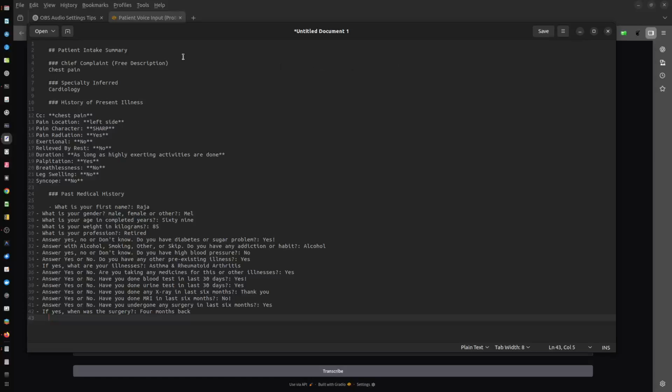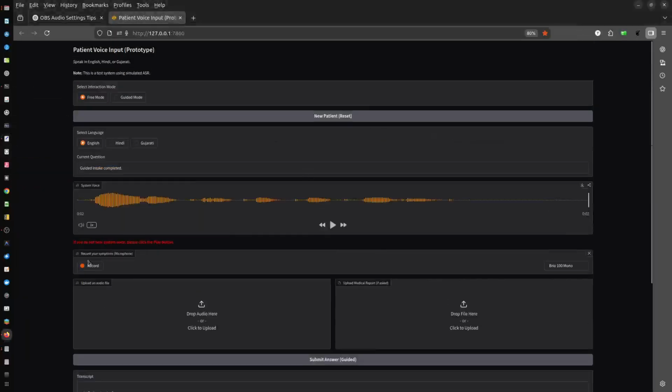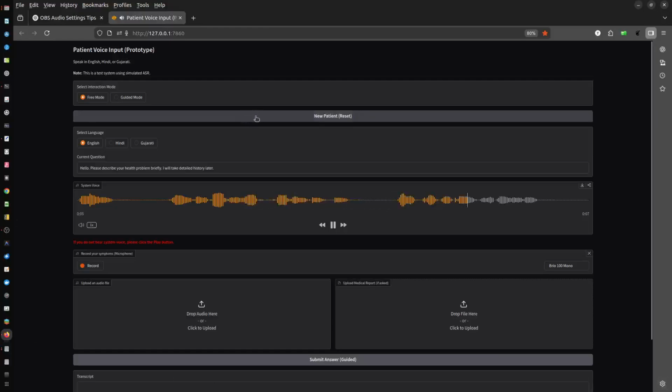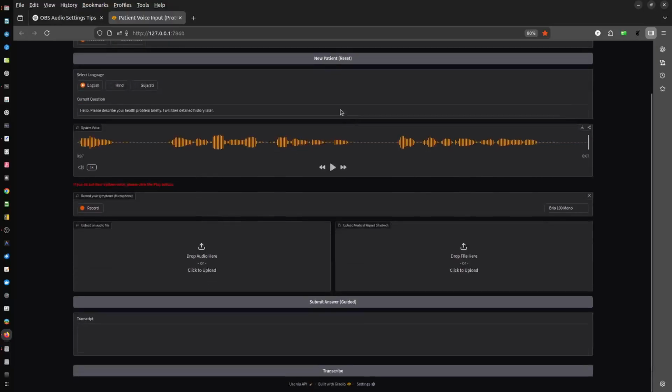And one last thing is that as soon as one patient's history is completed, one just clicks new patient. Hello. Please describe your health problem briefly. I will take detailed history later. It starts asking the whole cycle again for the new patient, and it goes on doing the same thing for an infinite number of patients, that is, as long as the doctor wants. And all patient records will be stored as a unique record with a unique patient identifier.